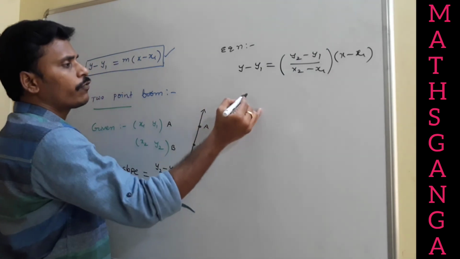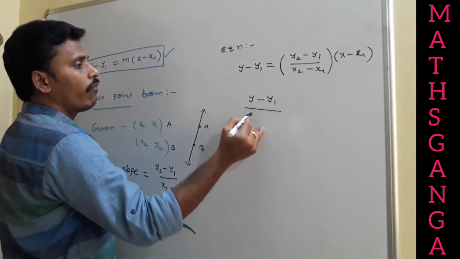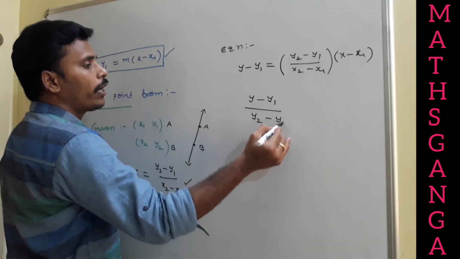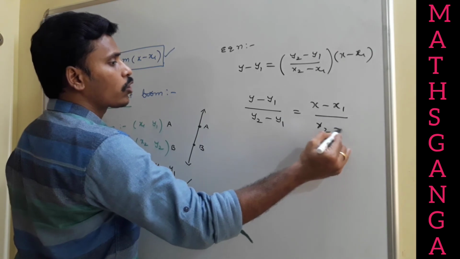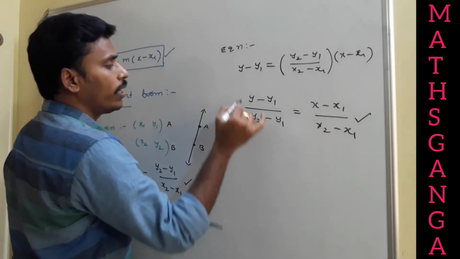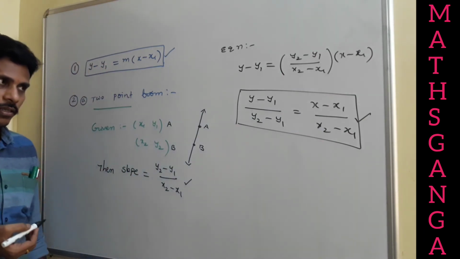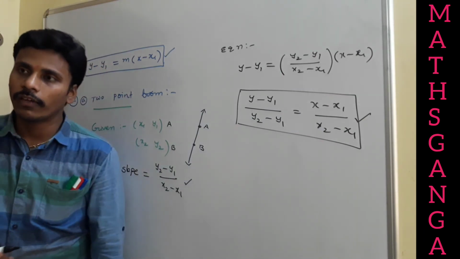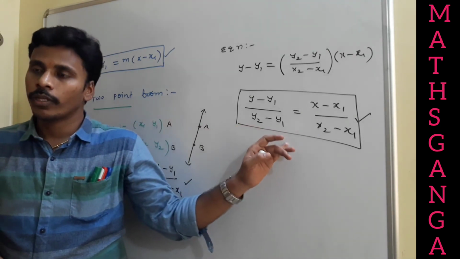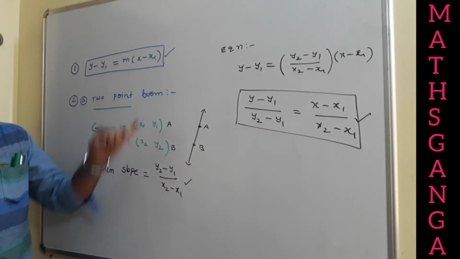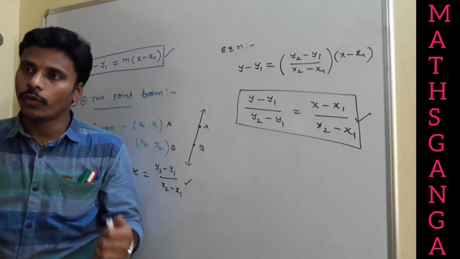If you rearrange it, dragging this y2 minus y1 to the left side, y minus y1 by y2 minus y1 is equal to x minus x1 by x2 minus x1, which is usually considered as the two point form of the line. Have a look at this. If you wish to find the equation with two points, no need to memorize this form. You just find the slope and then go with the slope point form. You will have the equation in your hands.